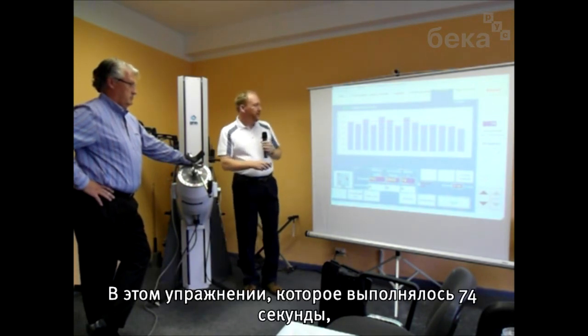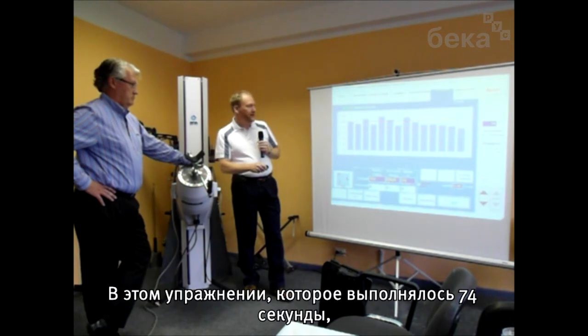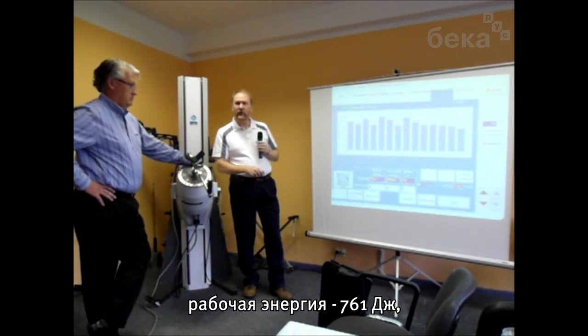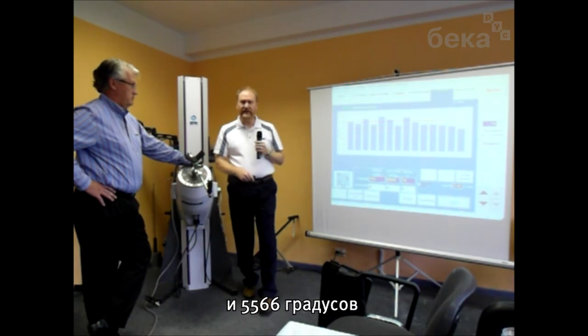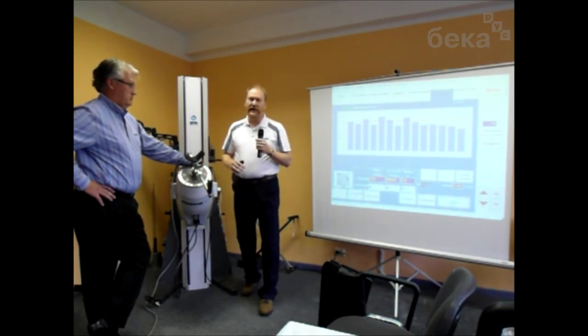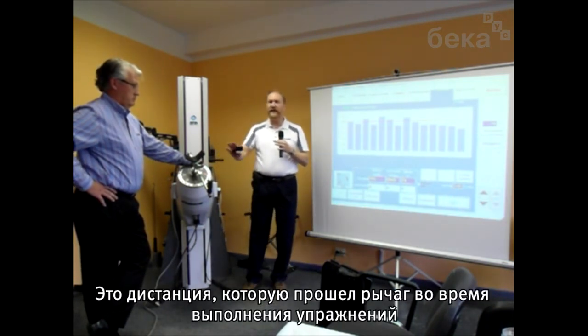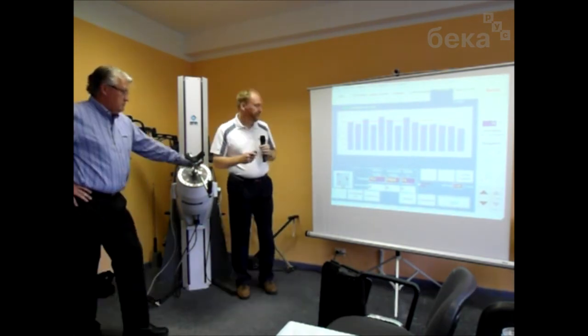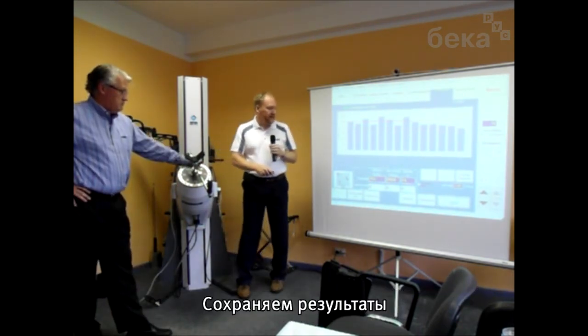So in this particular result, the person exercised for 74 seconds. Their work output was 761 joules and 5,566 degrees. That's the distance that the tool moved during the activity, accumulating with each repetition. I'm going to go ahead and save these results.